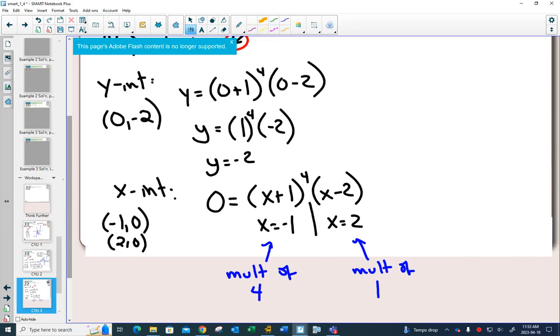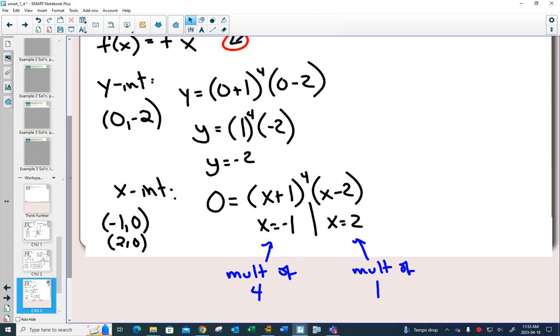So adding the multiplicity doesn't change our steps. We still need to know the end behavior, the y-intercepts, and the x-intercepts. But the multiplicity is going to tell us what's happening at those x-intercepts.